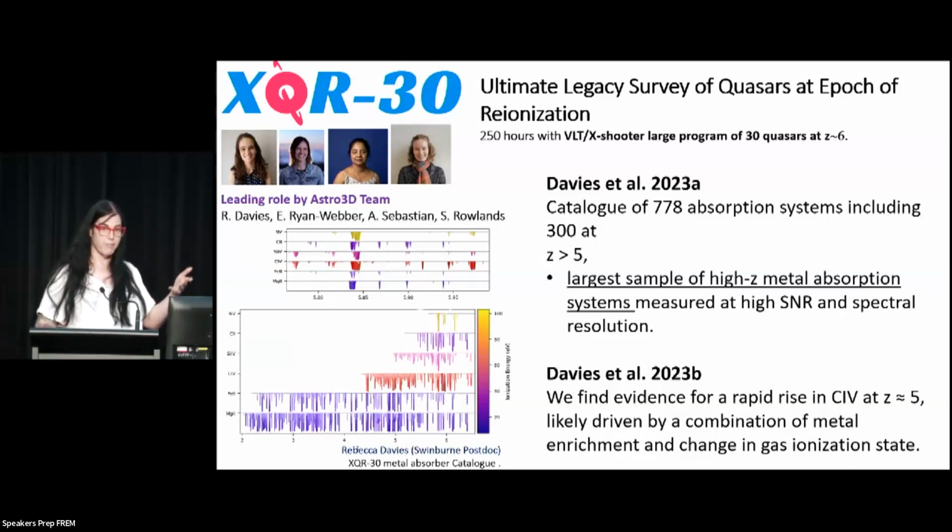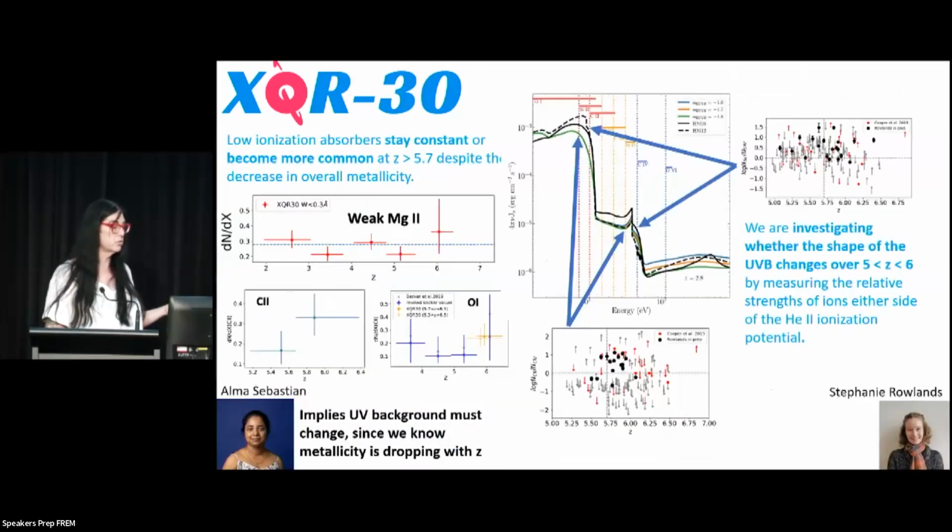And so this will be a definitive catalog that is used by many people, and so it's a real, significant contribution to that field that Rebecca has made for that team. And you can use it for science. Rebecca's doing science with it, but the students at Swinburne, Alma Sebastian and Stephanie Rowlands, are using the line ratios and the evolution of the emission lines from these to learn about things like the UVB.